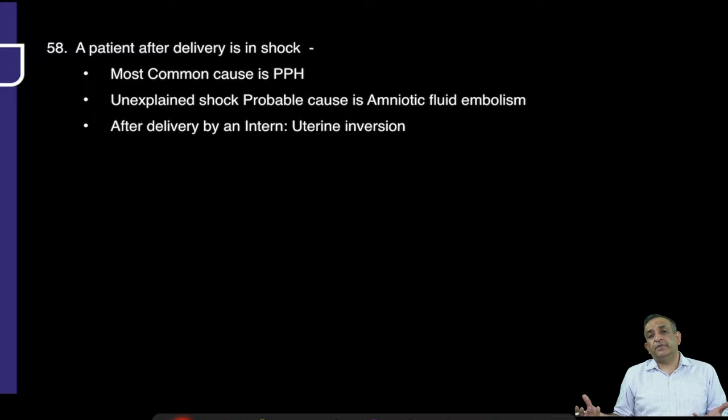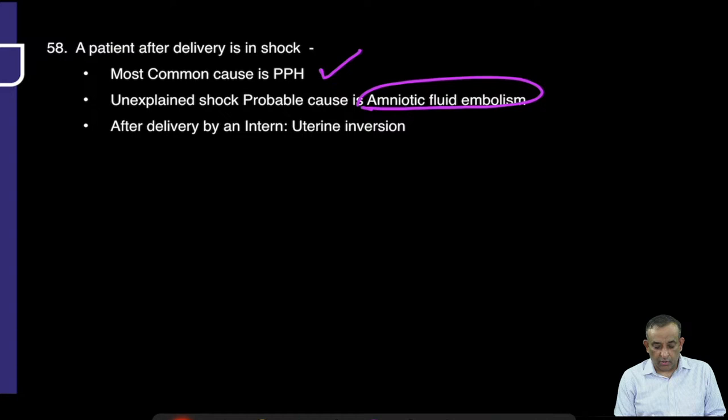Unexplained shock, that is, she delivers and there's no blood loss. I mean, there is normal blood loss, no PPH. Still, she goes into shock and dies. That is what is known as amniotic fluid embolism. Patient dies in a snap. Very, very sad. Amniotic fluid embolism, I've seen a lot of cases in my life, around 15 to 20 odd cases. That's a lot in a lifetime, because fortunately it is not very common.